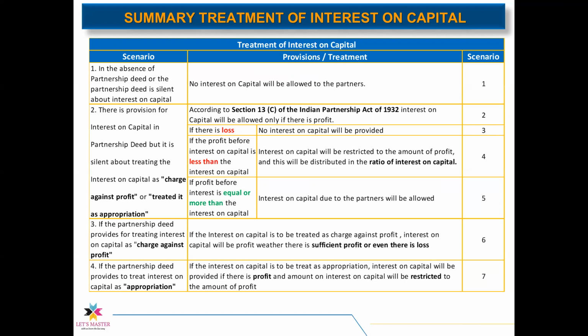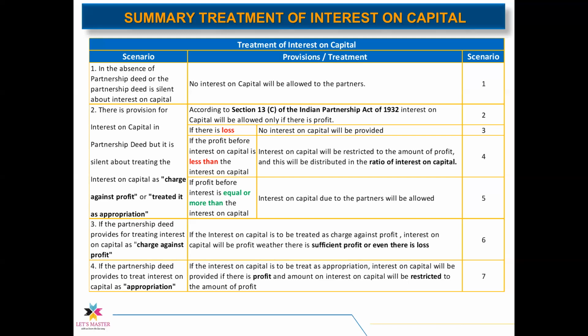This is the first scenario. The second scenario is the provision. There is a provision for interest on capital in the partnership deed, but it is silent about treating the interest on capital as charged against profit or treating it as appropriation. So the partnership deed says that yes, we will provide interest on capital at the rate of 12%, but it is not clarifying whether it will be considered as a charge against profit, or the interest on capital would be treated as an appropriation. Then what will happen?